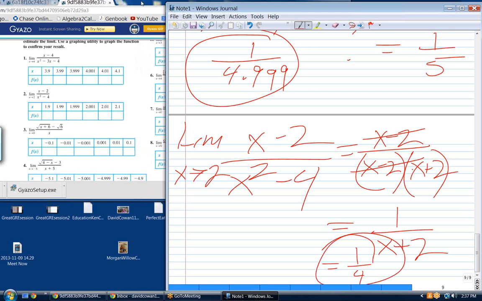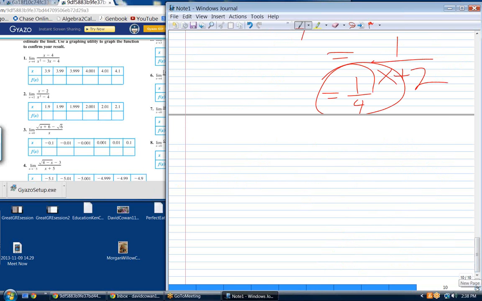So those tables seem fairly simplistic. I mean, the tables are designed to point out to you that as x gets closer and closer to 2, f of x gets closer and closer to whatever this limit is. In other words, the first limit was 1/5, this limit was 1/4. So those tables are just going to demonstrate to you that that's what happens. But you don't really need those tables to solve this problem. If we solve them as limit problems like we've been doing, then they kind of solve themselves.